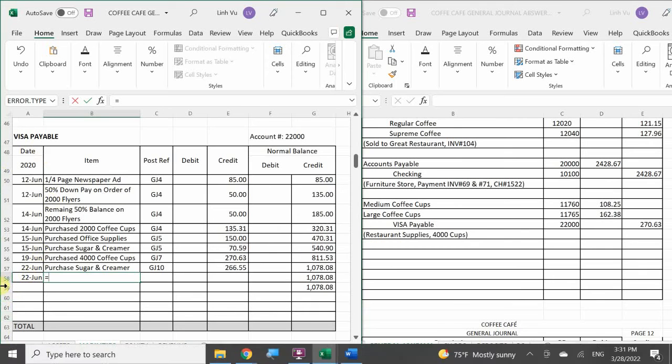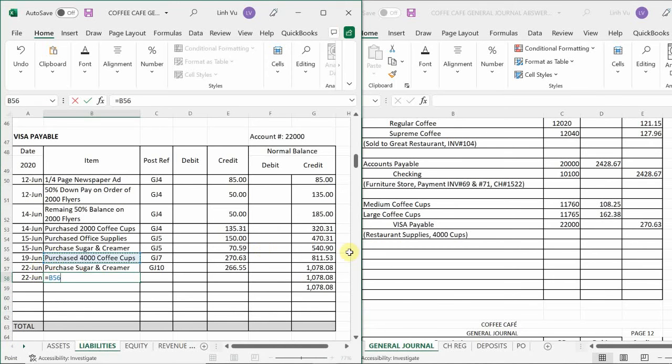We purchased 4,000 coffee cups, for a total of 1348.71. Good.